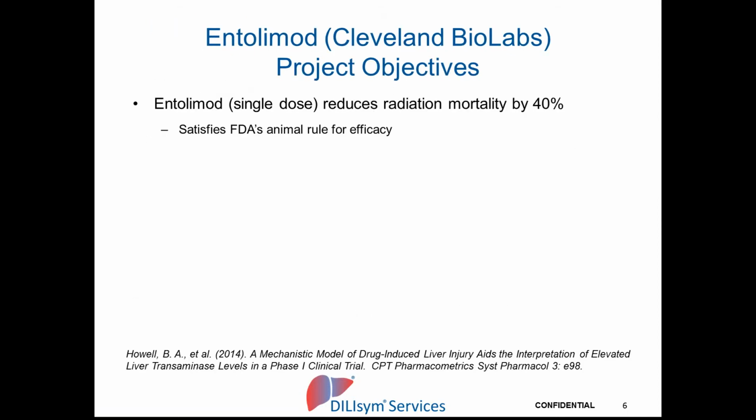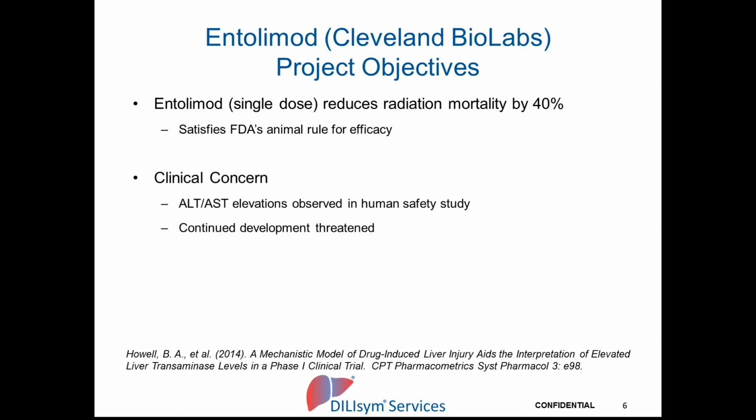So we've employed this technique in a collaborative project with a company by the name of Cleveland BioLabs, and we've written it up and published it, with the reference given at the bottom of this slide. This therapeutic, Entolimod, reduces radiation mortality by 40%, and this satisfies the FDA animal rule for efficacy. That said, even though this type of therapeutic wasn't required to have efficacy demonstrations in humans, it was required to undergo safety studies, and in these safety studies, there were elevations in ALT and AST observed.